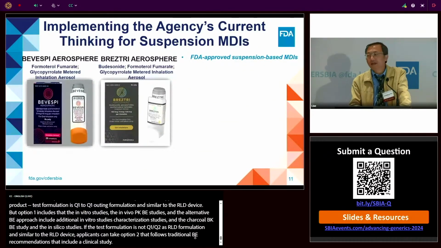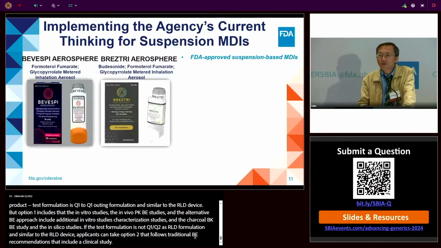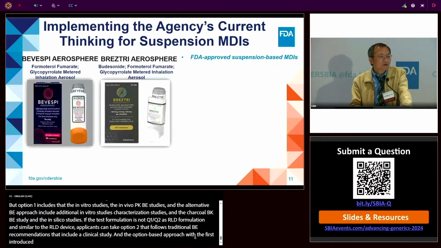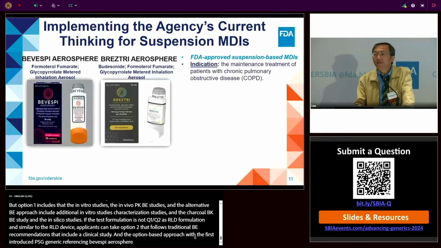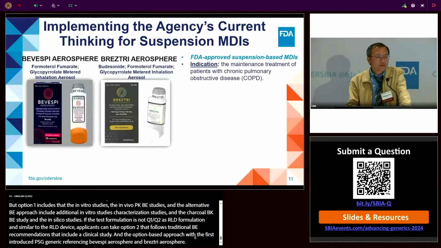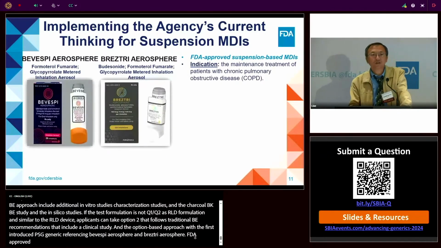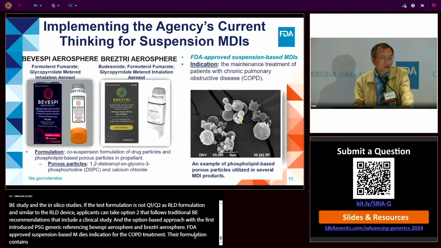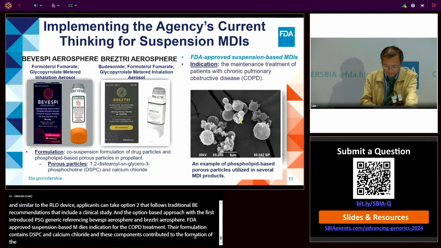And the option-based approach was first introduced in the PSGs for generics referencing the Vaspire Aerosphere and the Breztri Aerosphere. There, FDA approved the suspension-based MDIs indicated for COPD treatment. Their formulation contains DSPC and calcium chloride, and these components contributed to the formation of the phospholipid-based porous particles.